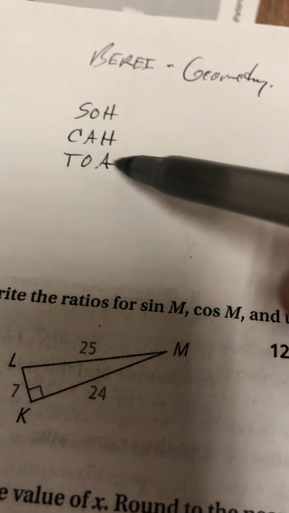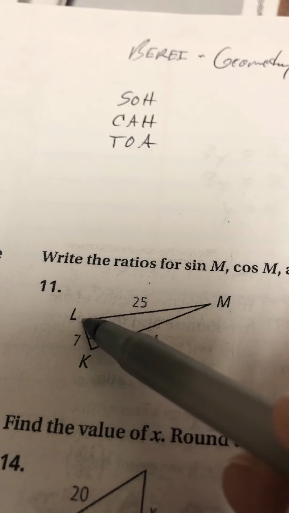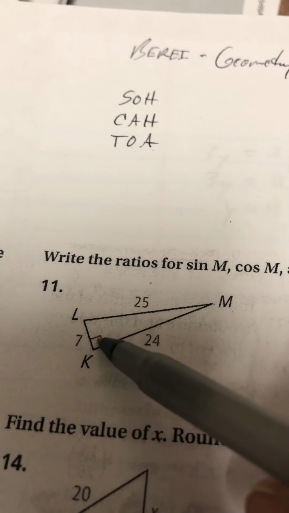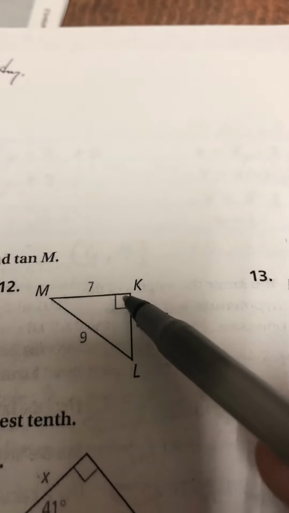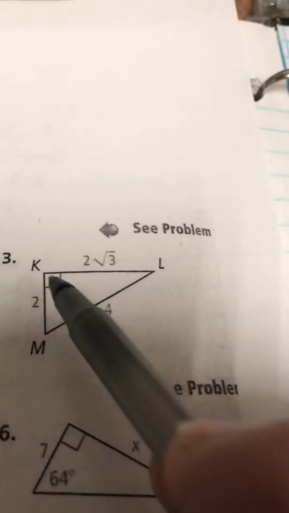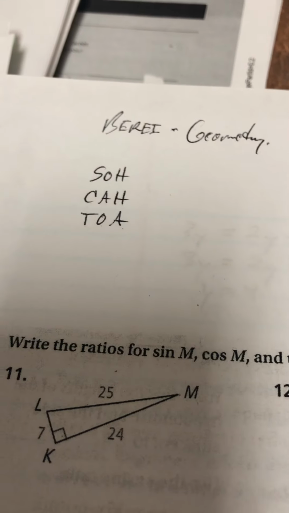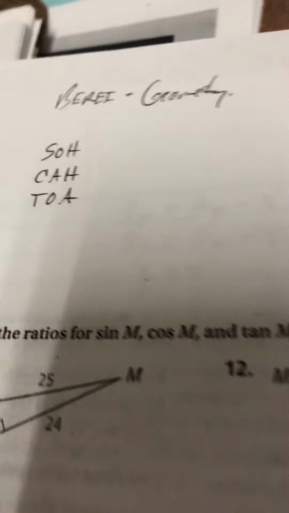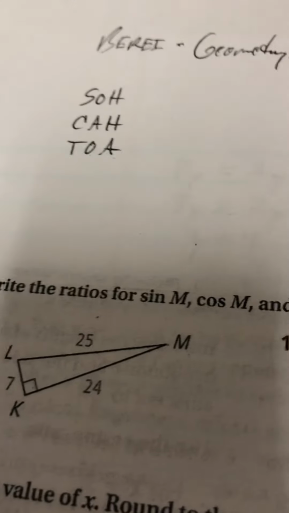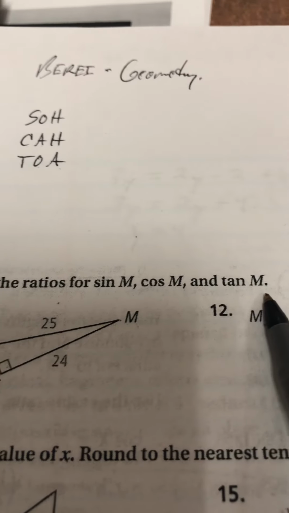How do we know what's opposite, what's adjacent, what's hypotenuse? Well, the hypotenuse is always going to be the side of the triangle that's across from the 90 degrees. So this is the hypotenuse, this is the hypotenuse, and another example, this is the hypotenuse. Now, whether it's adjacent or opposite, that depends on your perspective, what you are looking at. Okay, so let's get started, and I think that will help you understand the adjacent and opposite a little bit better. So we have to write sine for m, cosine for m, and tangent for m.